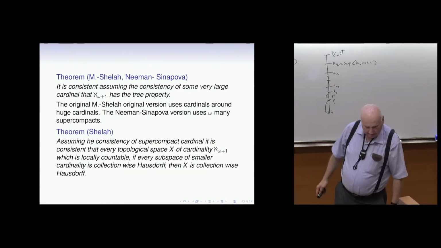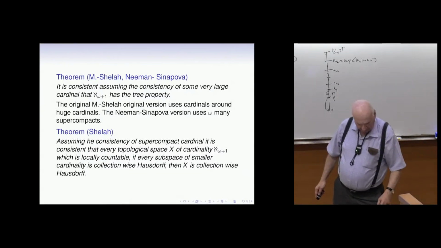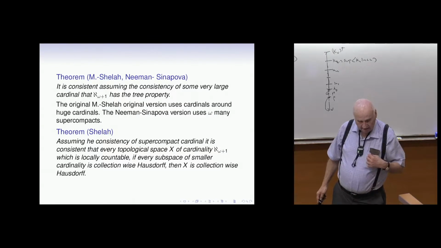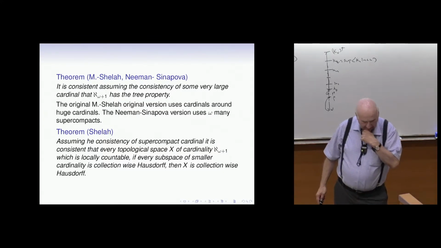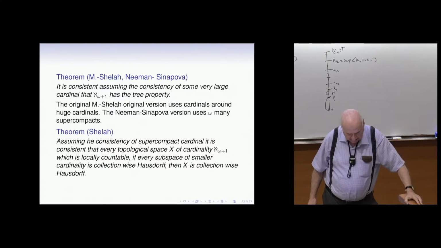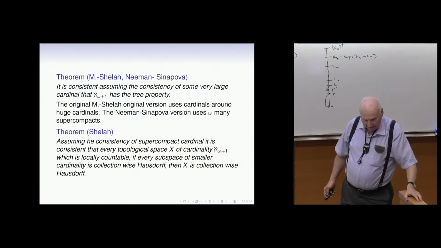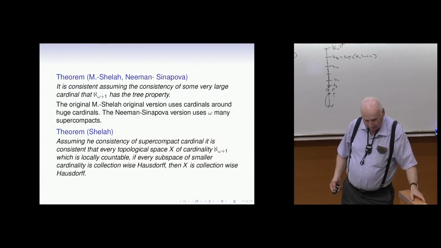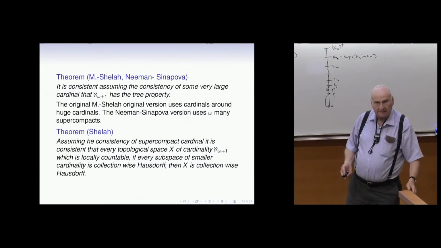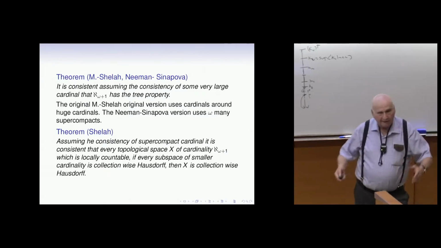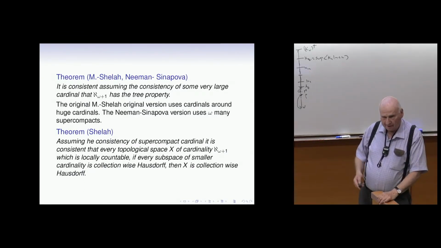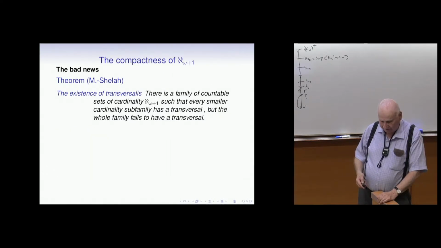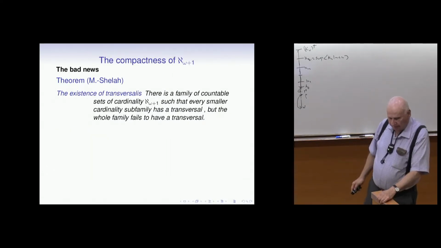Okay. Now, what about the thing about topological space being collectionwise Hausdorff? Then Shelah proved that assuming the consistency of a supercompact cardinal, it is consistent that every topological space of cardinality Aleph Omega plus 1, which is locally countable, note that thing, if every subspace of smaller cardinality is collectionwise Hausdorff, then the space is collectionwise Hausdorff. So these are things that Aleph Omega plus 1 can be compact for, for several of the properties. Well, not for all of them, unfortunately. These are the bad news.